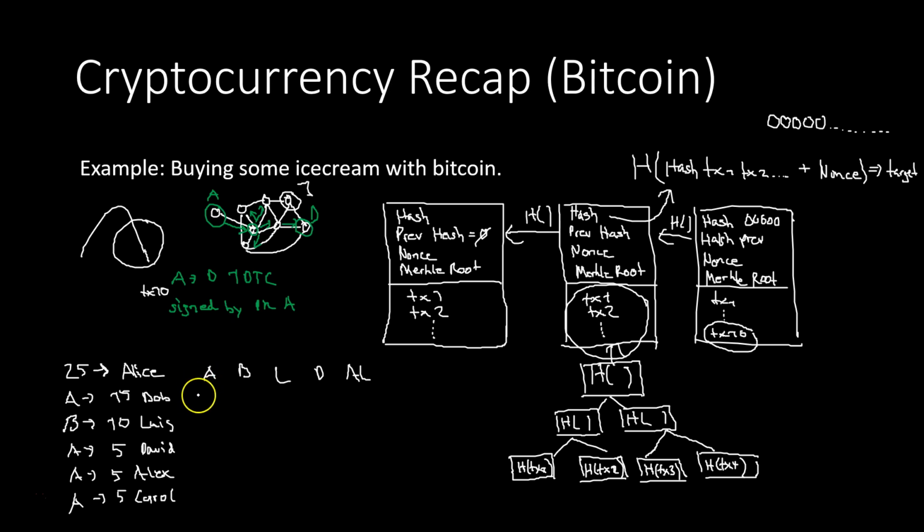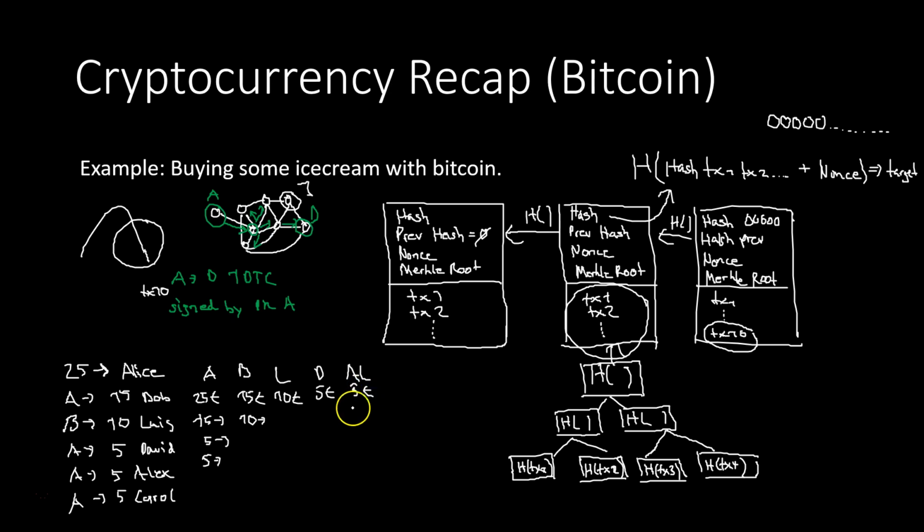So we would have here initially 25 bitcoins coming in for Alice for mining a block. Then we have 15 going out and 15 coming in for Bob. Then we have 10 going out by Bob's account and 10 coming in on Louis's side. Then we have another 5 leaving Alice's account, entering David's account. Another 5 leaving Alice's account, entering Alex's account.